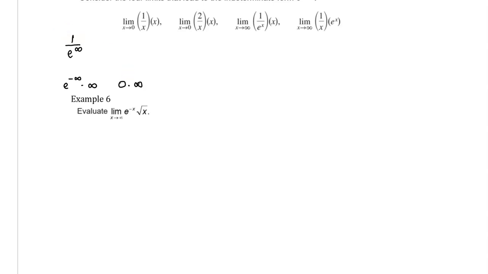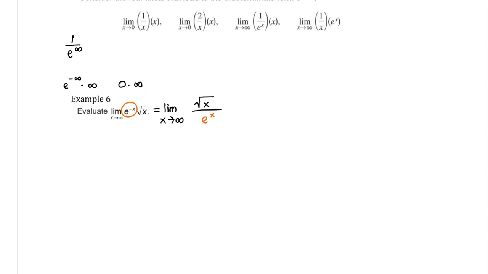We are not able to apply L'Hopital's rule because this is not one of our indeterminate forms for which L'Hopital's rule can be applied. So we're going to begin by first rewriting this limit as the limit as x goes to infinity of the square root of x, and let's rewrite this e to the negative x. Because the exponent is negative, I can write it as an e to the positive x in the denominator.